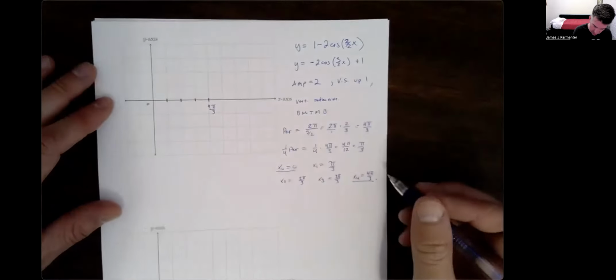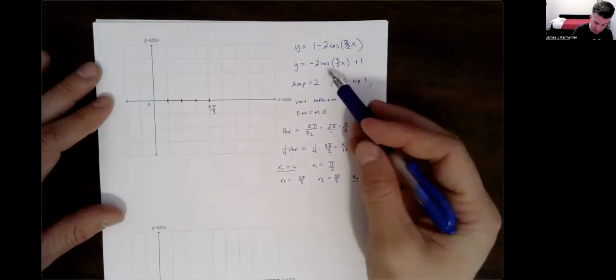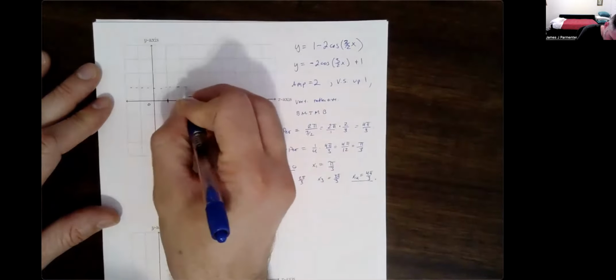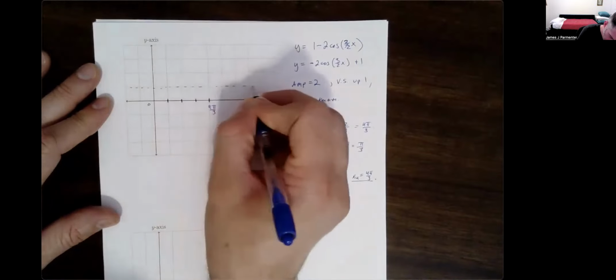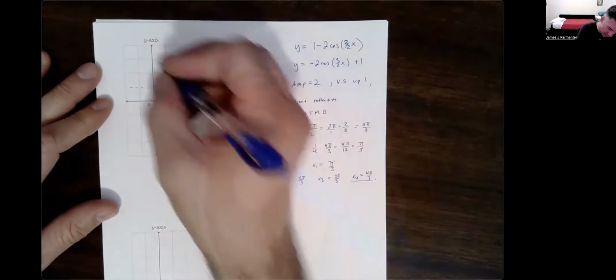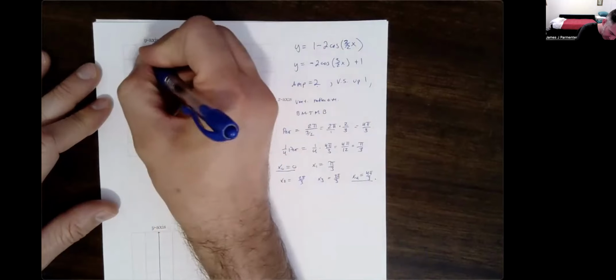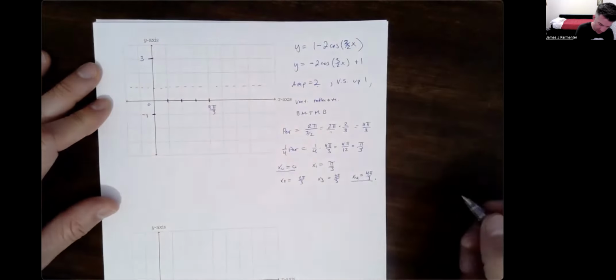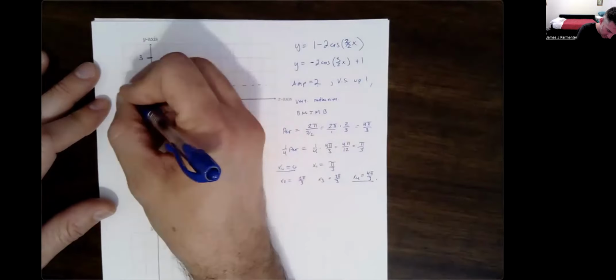All right, so then negative 2 cosine plus 1. So I'm shifting up 1. So I like to draw my new horizontal, my new middle line, as I call it. And then my amplitude is 2. So I'm going to be going 2 above to a height of 3, and 2 below to a depth of -1. And then that's 1 right there.